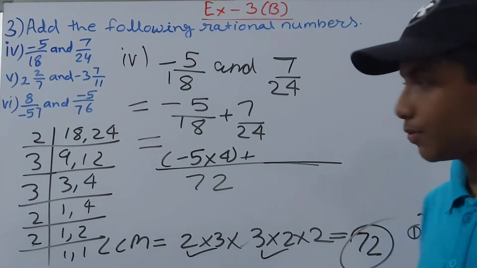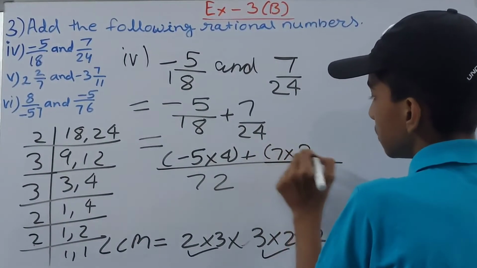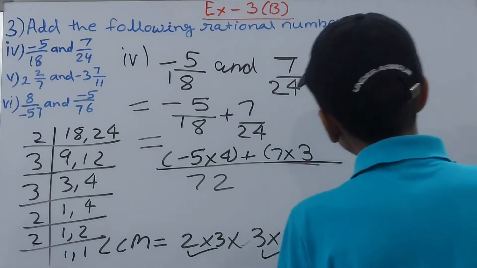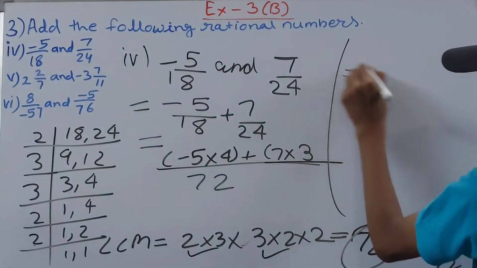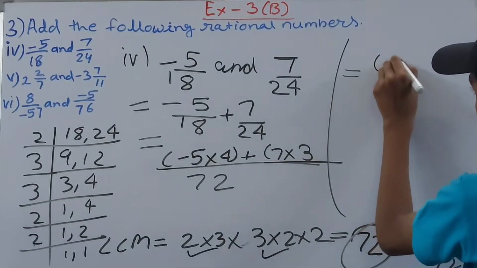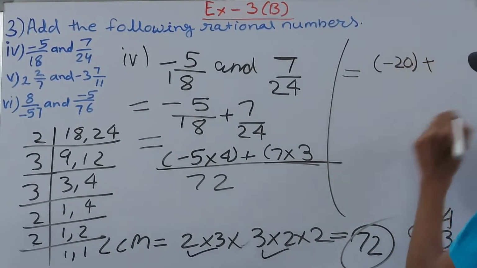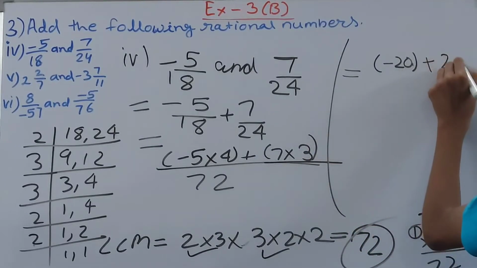3 times. So 24 3s is 72. So 7 into 3 here, right? And what will this give us? I'll solve it here. So we will get minus 4, so minus 20, right? And plus this will be 21.